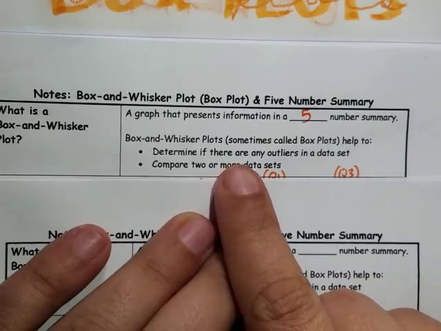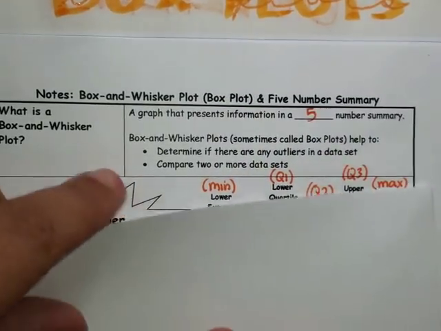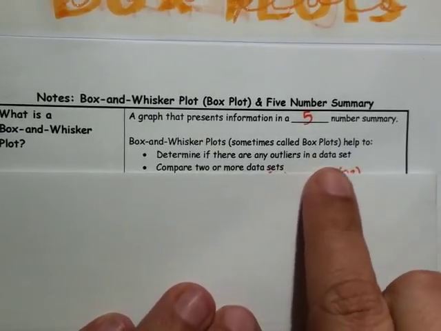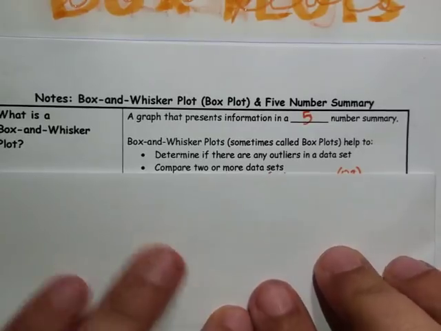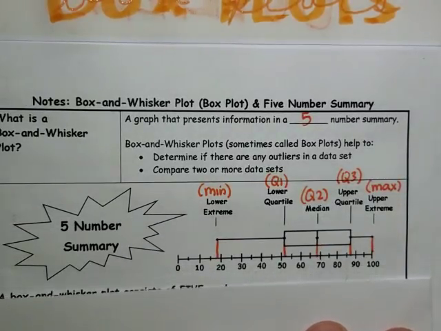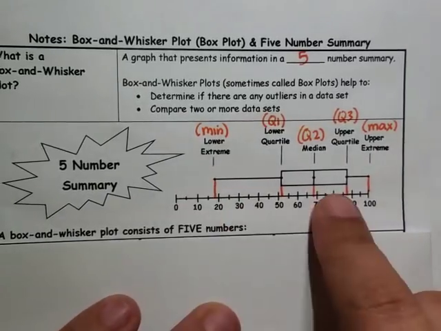A box and whisker plot, sometimes just called a box plot, helps to determine if there are outliers in a data set, or you can compare 2 or more data sets. So let me show you what a 5-number summary looks like and how you graph it. So this is a box and whisker plot.